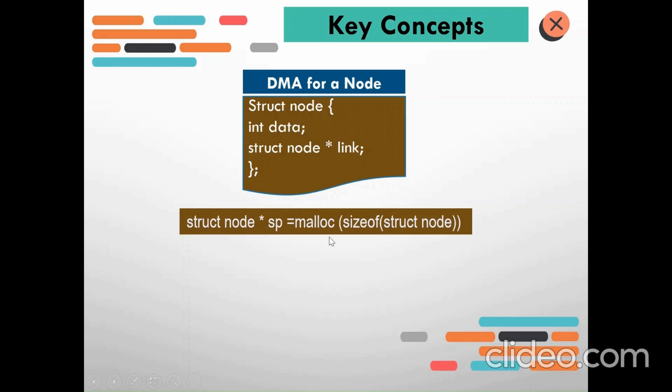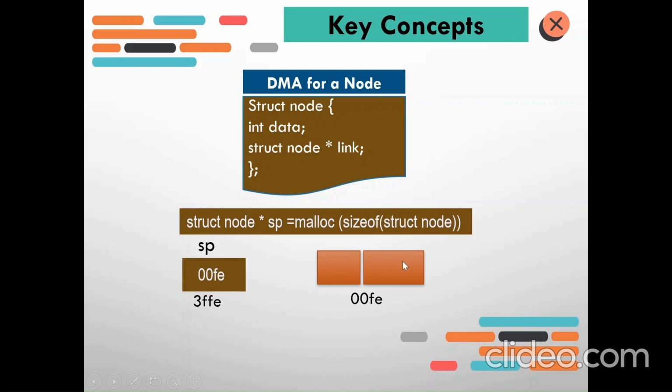Just like in the previous example we wrote int asterisk p, then we wrote sizeof int. So what is written here in the bracket should be the data type of this pointer, in this case the node type, right? Now let's understand a bit further. So sp is a pointer type variable, which is supposed to store the address of a certain node, right?